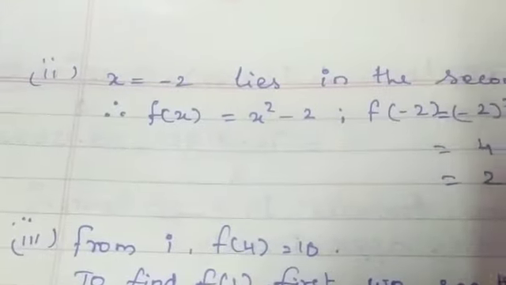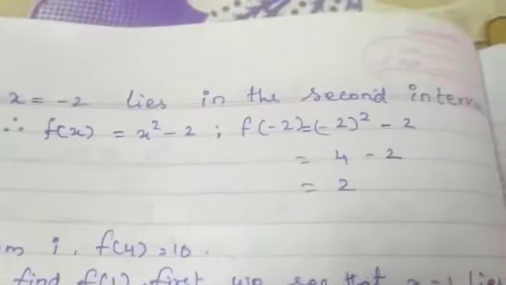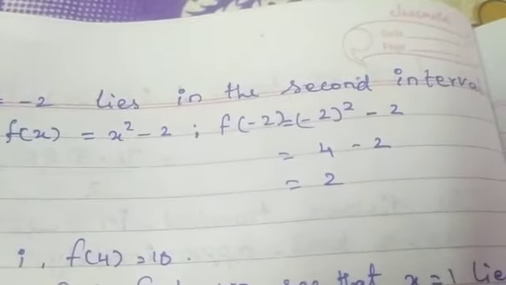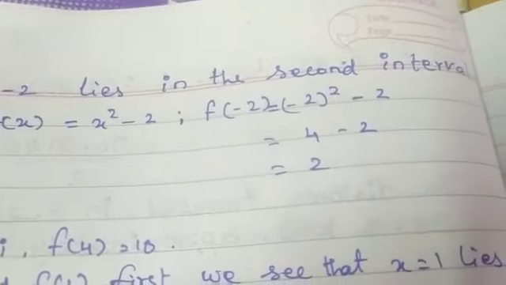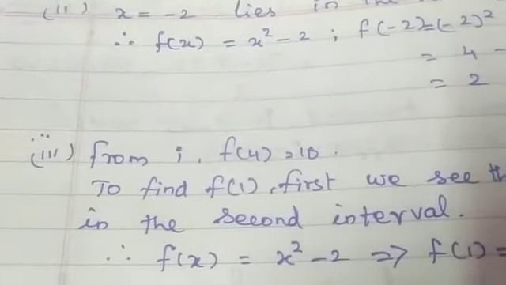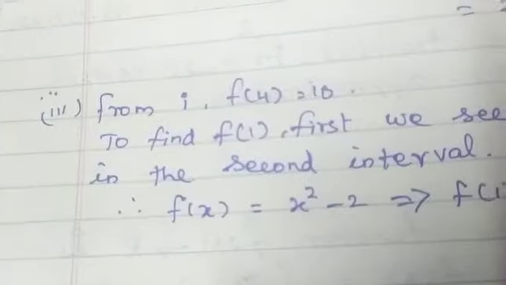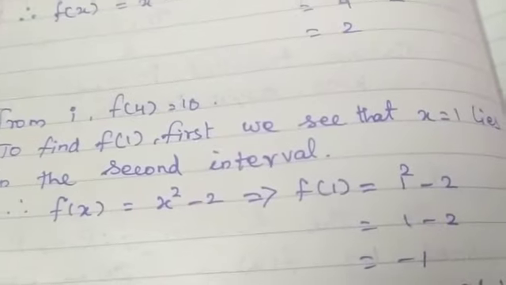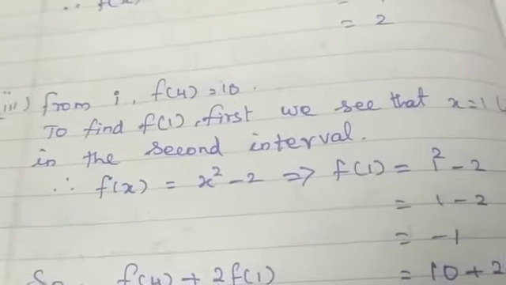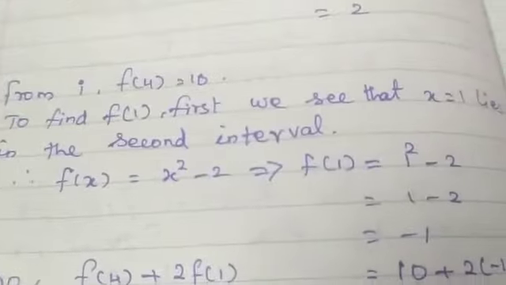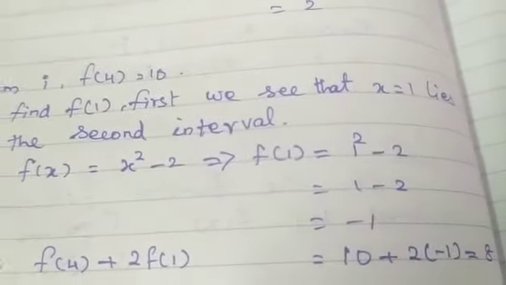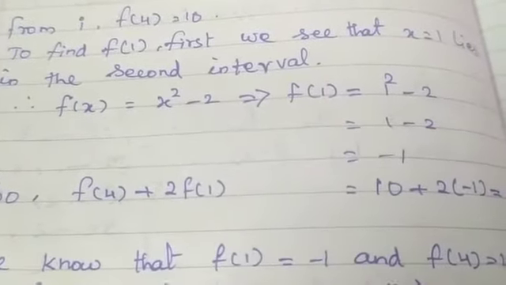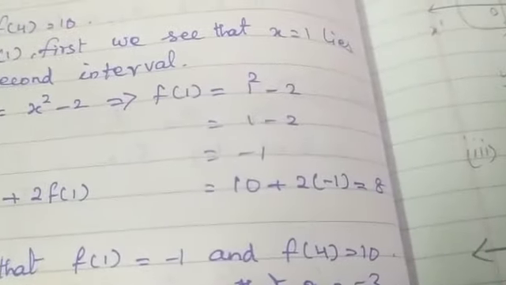So in second part we could see x equal to minus 2 lies in the second interval, that is f of x equal to x square minus 2, that is f of minus 2 equal to 4 minus 2 equal to 2. Then in our third part we see f of 4 equal to 10. So to find f of 1, first we have to see that x equal to 1 lies in the second interval. So f of x equal to x square minus 2, that is f of 1 equal to 1 minus 2 equal to minus 1. So f of 4 plus 2f of 1 equal to 10 plus 2 into minus 1, that is equal to 8.